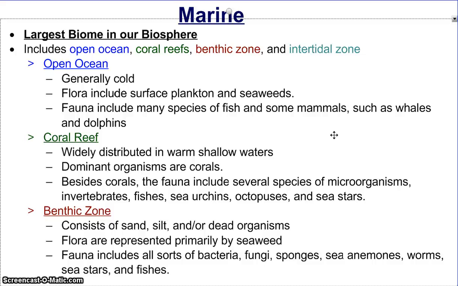And then you have the benthic zone. So this is going to again consist of sand, silt, and/or dead organisms. And it's primarily going to be seaweed, which makes up the flora. And then fauna, you're going to have all sorts of bacteria, fungi, sponges, sea anemones, worms, sea stars, and fishes. So it's the very bottom of our oceans.